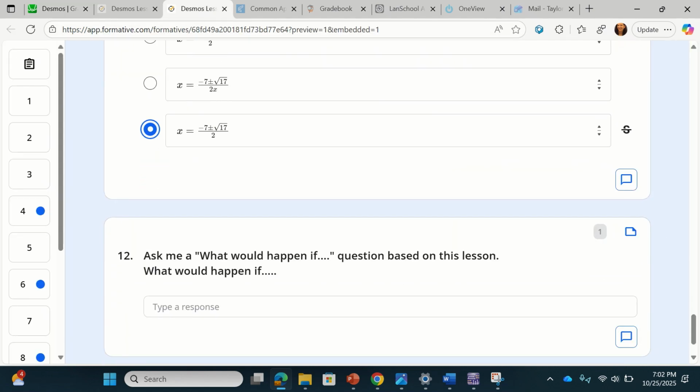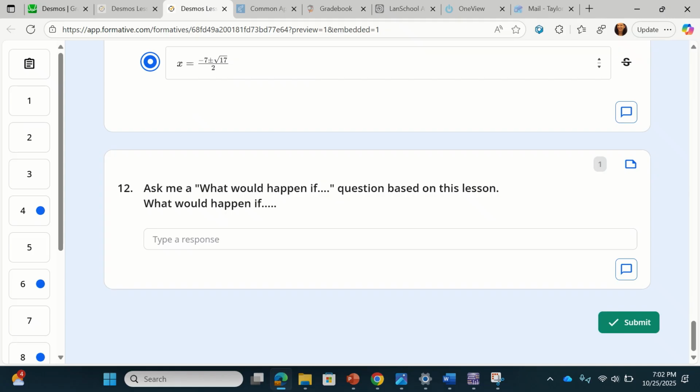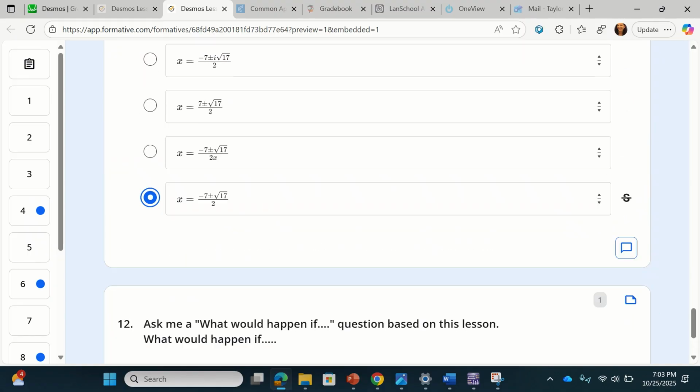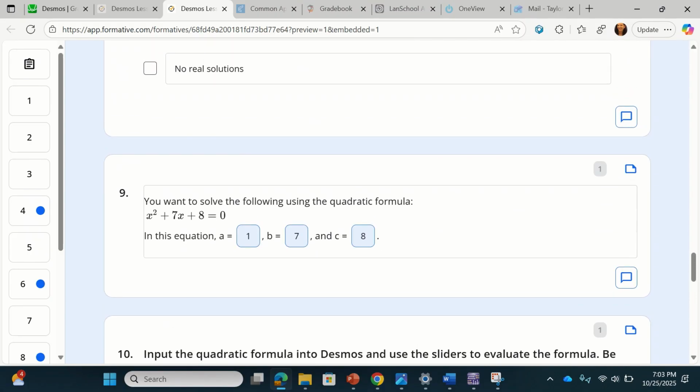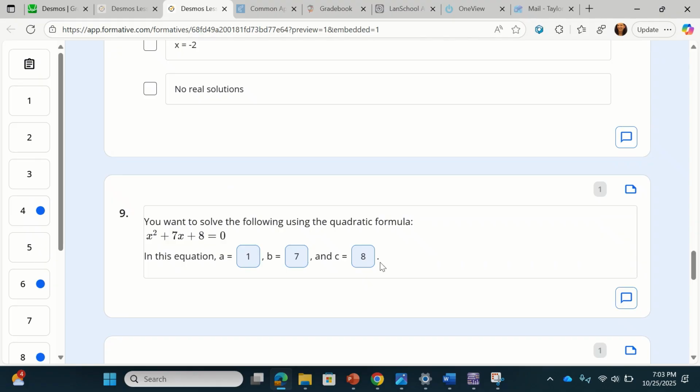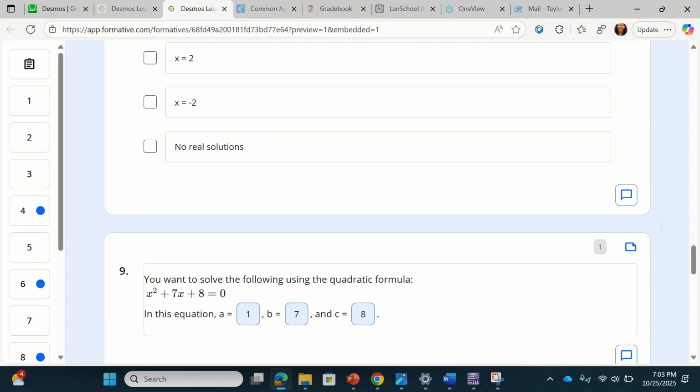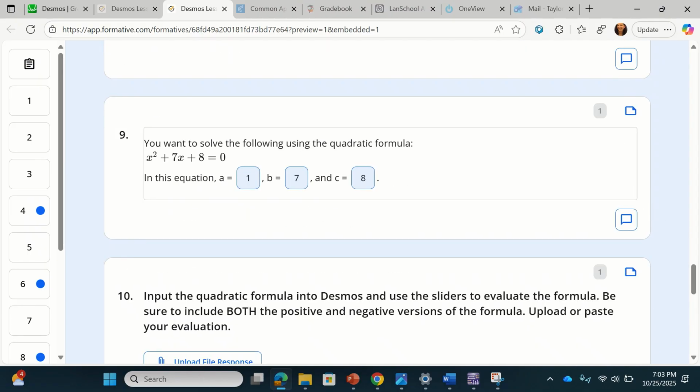Now, for the last question, I want you to ask me what would happen if, based on this lesson. That's going to take you a little bit of time to think of one. If you just say, I can't think of one, I am taking off the points for this question. This is challenging, okay? What would happen if? And I'm not even going to give you some hints, okay? But look at what we've done in here. What would happen if? Okay, maybe mess with the A's, the B's, and C's. What would happen if you messed up the A, the B, and the C? You know, how would that work?